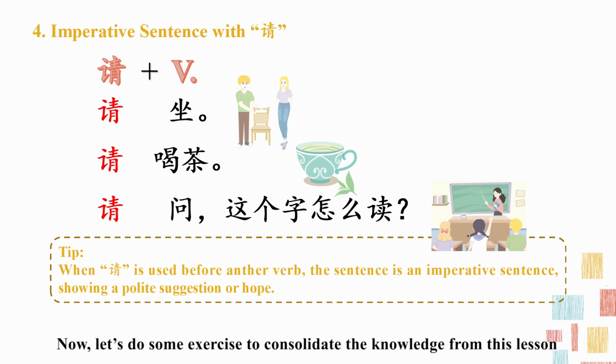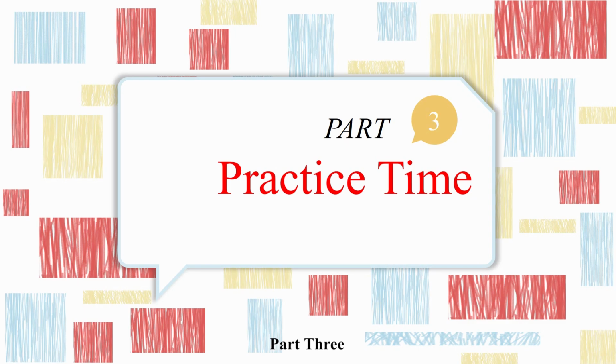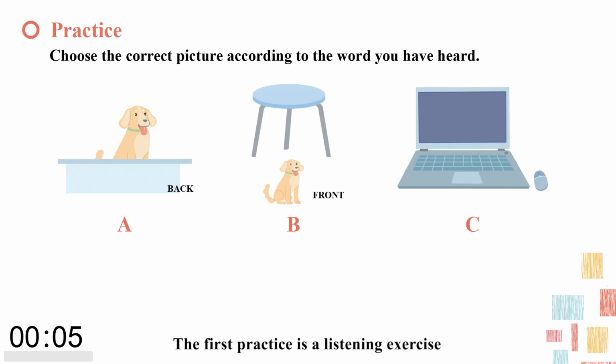Now, let's do some exercises to consolidate the knowledge from this lesson. Part 3. Practice. The first practice is a listening exercise. Here are 3 pictures and you will hear 3 words. Please choose the correct picture according to the word you have heard. You have 5 seconds to choose the answer.